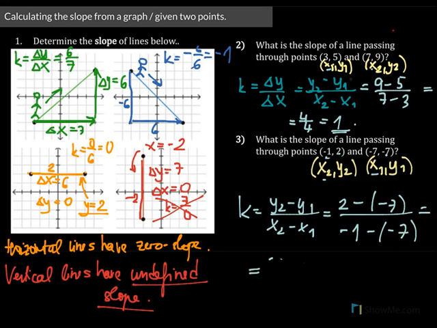So when simplified, two negative signs will give me a plus. 2 plus 7 over negative 1 plus 7. That is equal to 9 over 6, which can be simplified. If I divide both the numerator and denominator by 3, I get 3 halves, and that's the slope of this line.